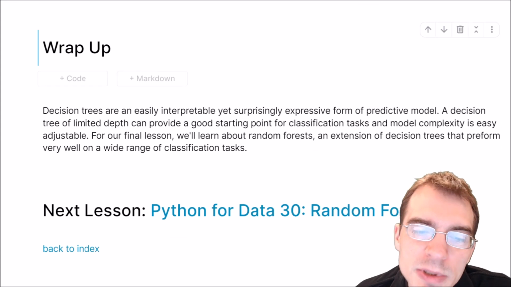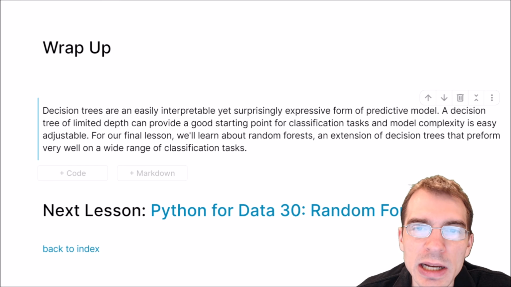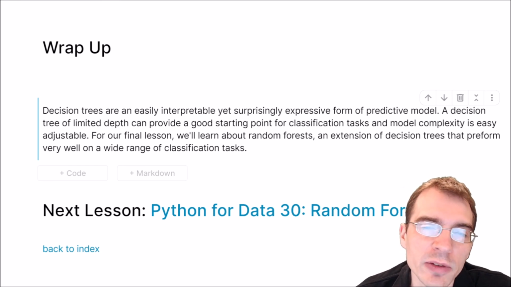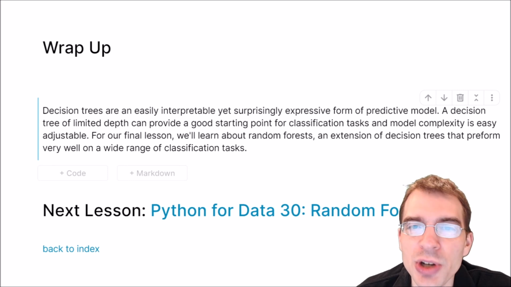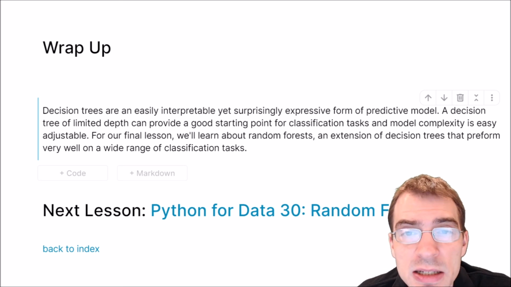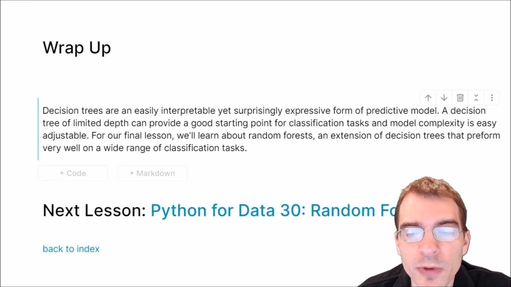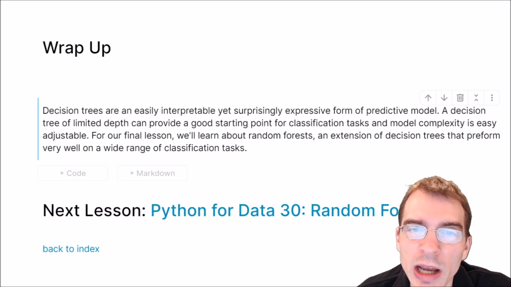So to wrap up, decision trees are a fairly easy to interpret, yet surprisingly expressive form of predictive model. A decision tree of limited depth can provide a good starting point for classification, and the model complexity is easily adjustable. Now in the next lesson, and the final lesson of this series, we're going to learn about random forest models, which are an extension of decision trees that tend to perform a bit better than decision trees and can do pretty well on a wide variety of both classification and regression tasks.